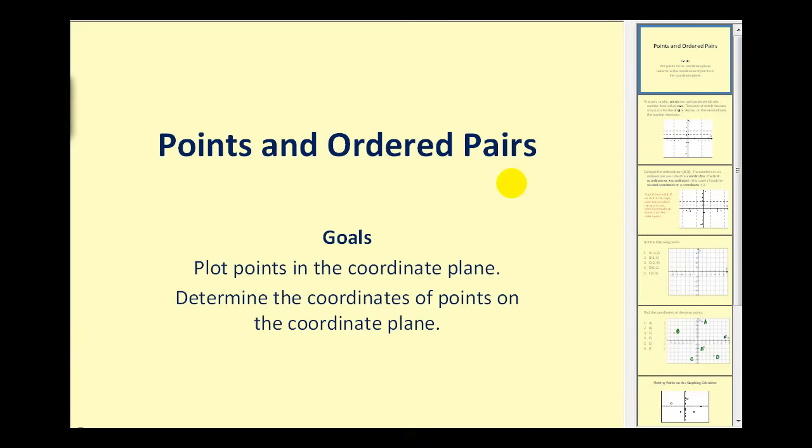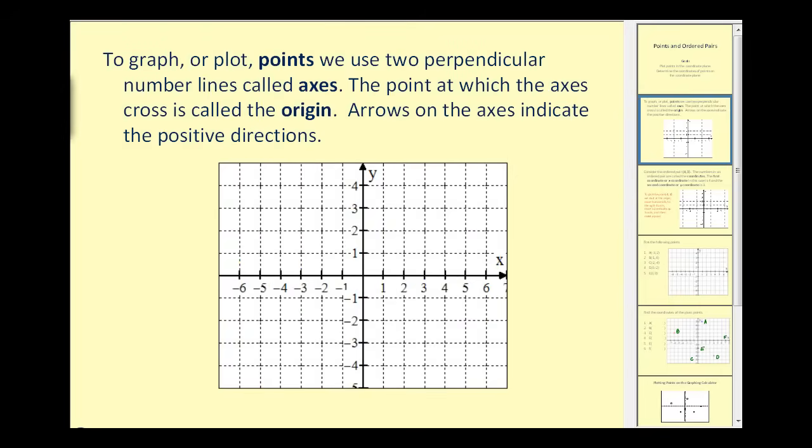The goals of this video are to plot points in the coordinate plane and also to determine the coordinates of points on the coordinate plane. To graph or plot points, we use two perpendicular number lines called axes. The horizontal number line is called the x-axis, and we have the positive x values on the right and the negative x values on the left. And the vertical number line is called the y-axis, and the positive y values are above the x-axis and the negative y values are below the x-axis.